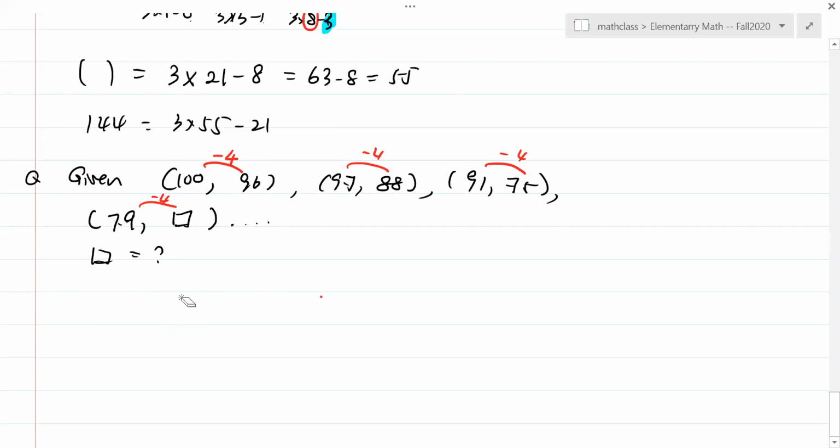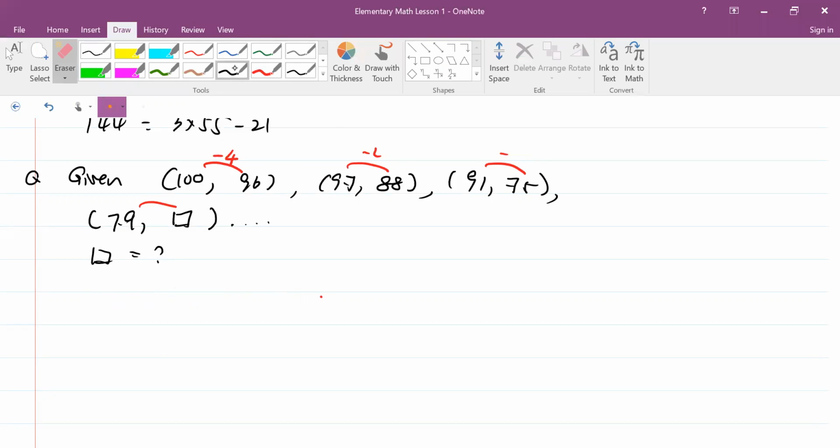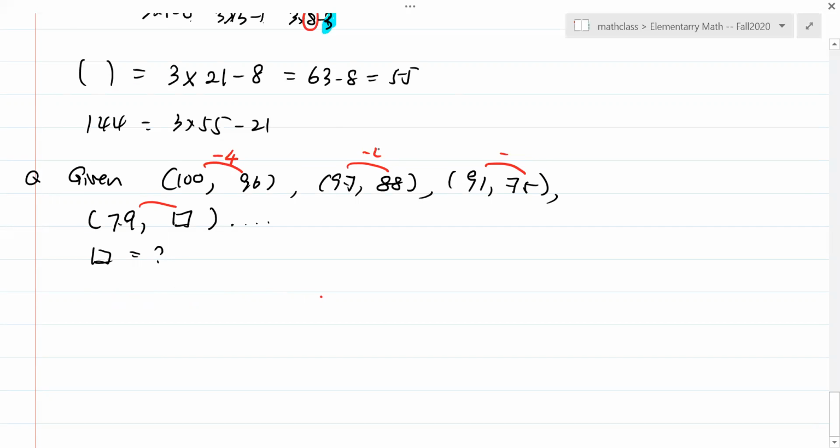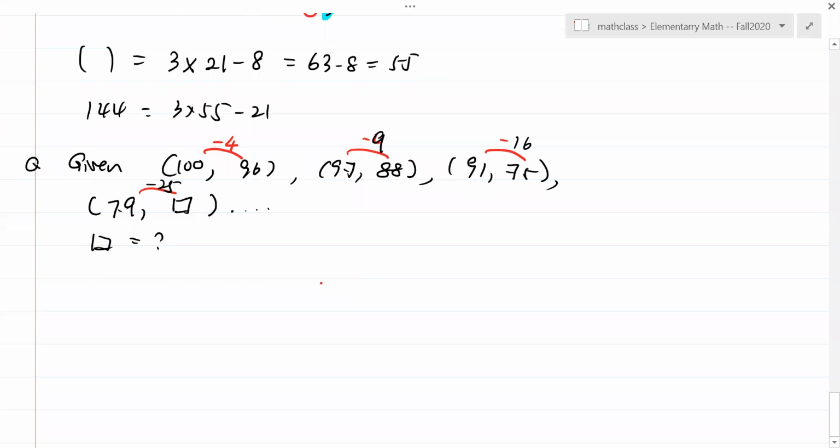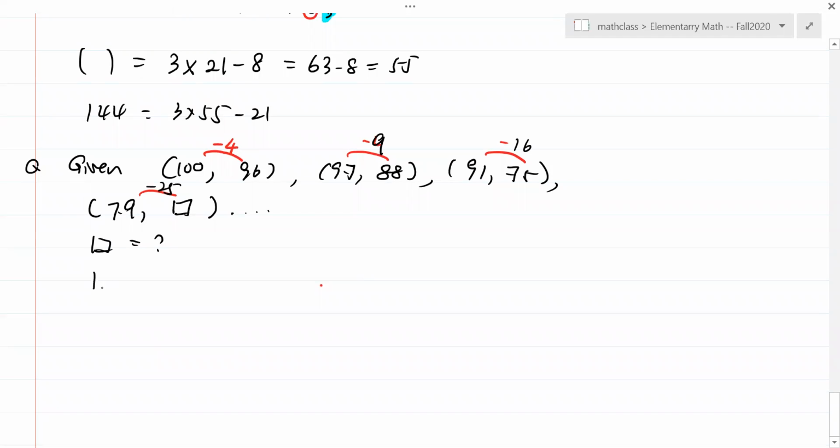So this is minus 9, okay, sorry. Yeah, so you have to figure out what is the difference. The difference has a pattern, okay? It's going to be minus 9, and this is 91 minus 75 is minus 16. So this should be minus 25. Okay, 4, 9, 16, 25, those are perfect squares. So that's why this number is 79 minus 25, that's going to be 54.